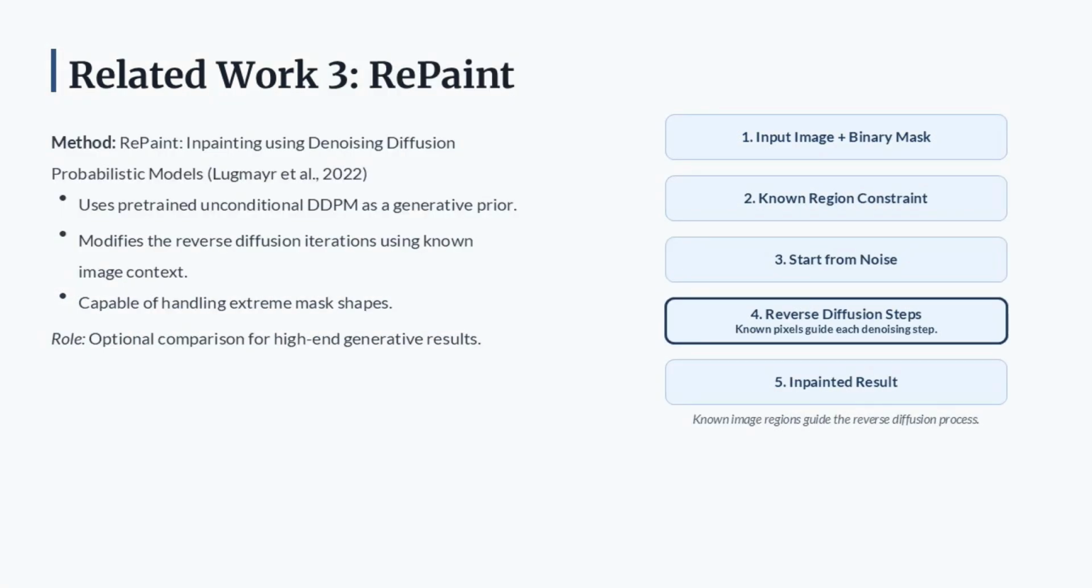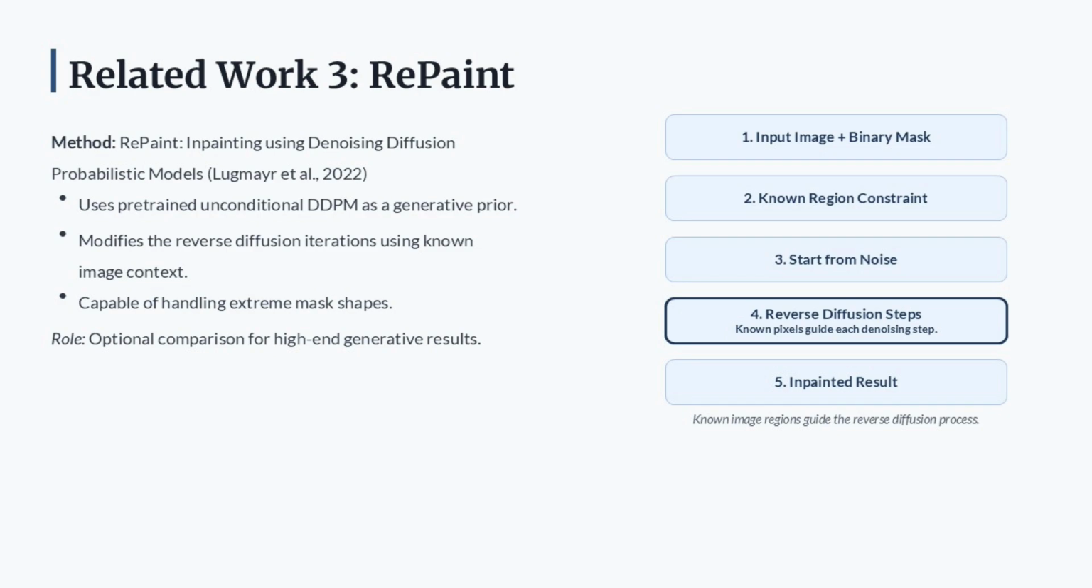The third related work is Repaint, inpainting using denoising diffusion probabilistic models, proposed by Lugmayer and colleagues in 2022. Repaint is a diffusion-based image inpainting method. It uses a pre-trained unconditional DDPM as a generative prior. Instead of training a new inpainting-specific model from scratch, Repaint modifies the reverse diffusion process using known image context.